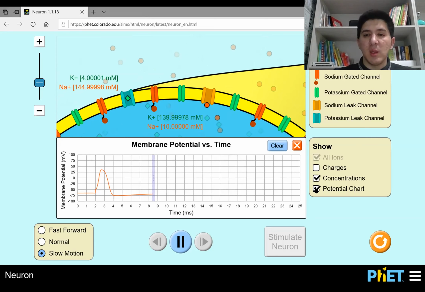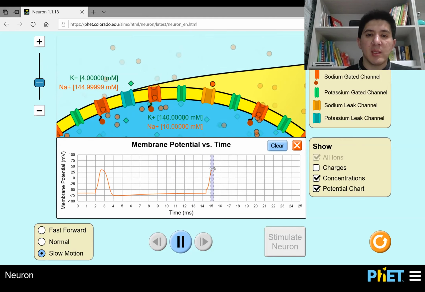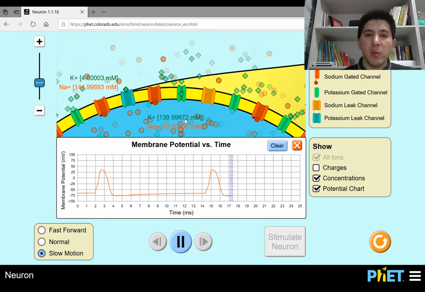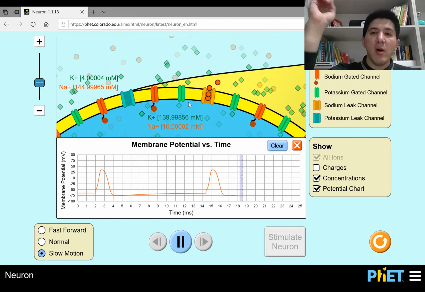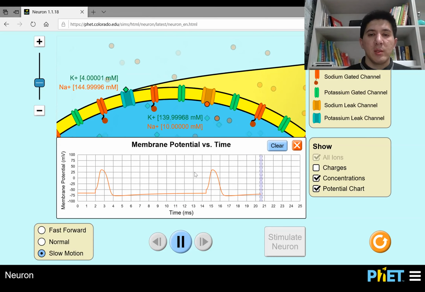So we can look at this using the potential chart here. This is the charge of the membrane potential, the membrane potential through time. Let's stimulate this one more time. When we stimulate, those gates are going to be open and let lots of sodium ions in. And when it reaches plus 30, these gates are going to be open and lots of potassium ions are going out, and it becomes again the equilibrium situation. So the rapid increase and decrease of the membrane potential is the action potential.